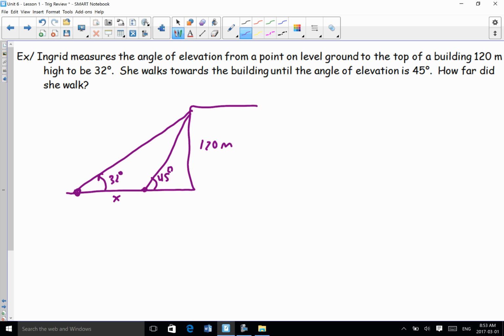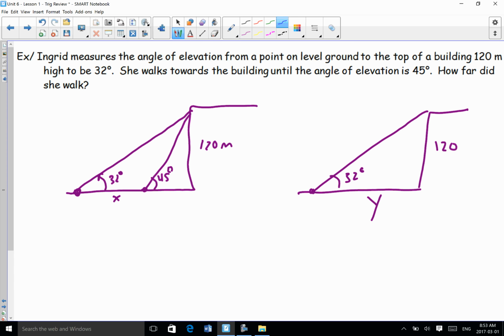So if we go back to the very first problem, before we drew her walking back in, we had this triangle. A nice right angle triangle. We could figure out how far she is from the building. I can do that with SOHCAHTOA. I have an opposite, have an adjacent. That's a tan question.